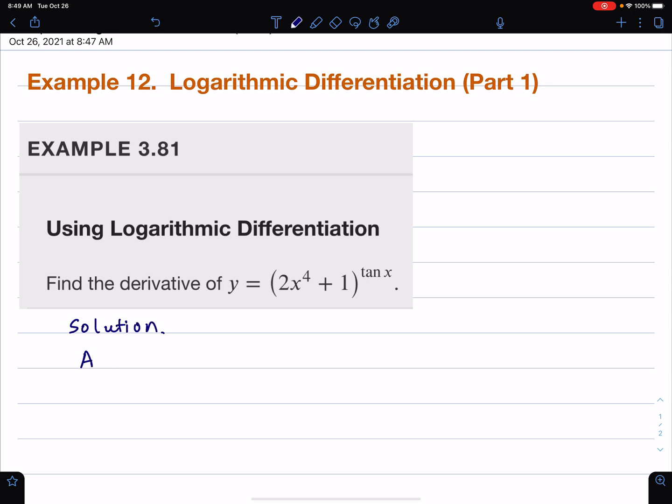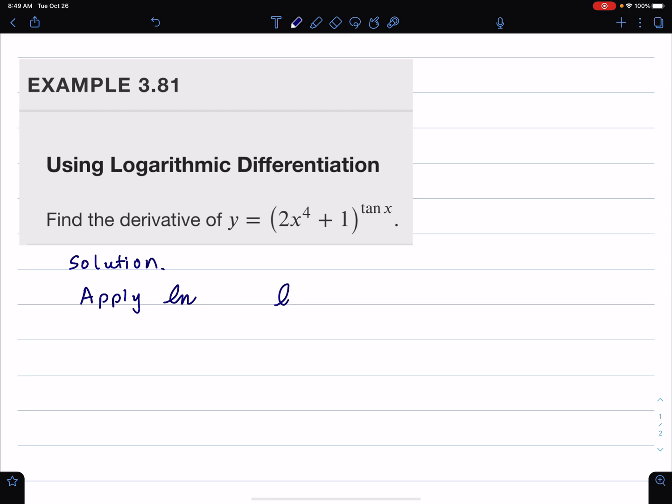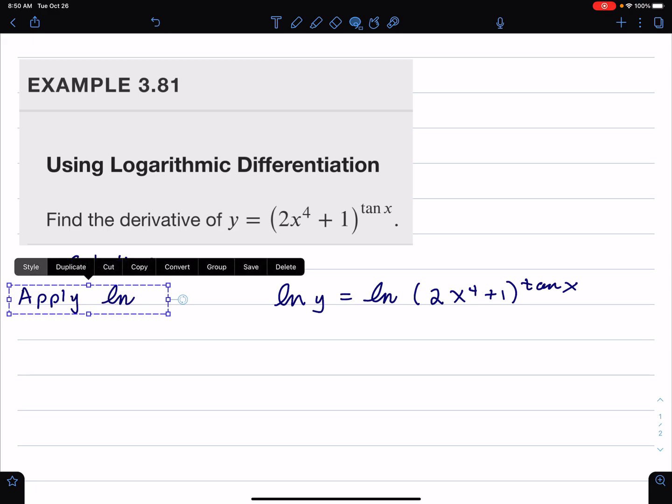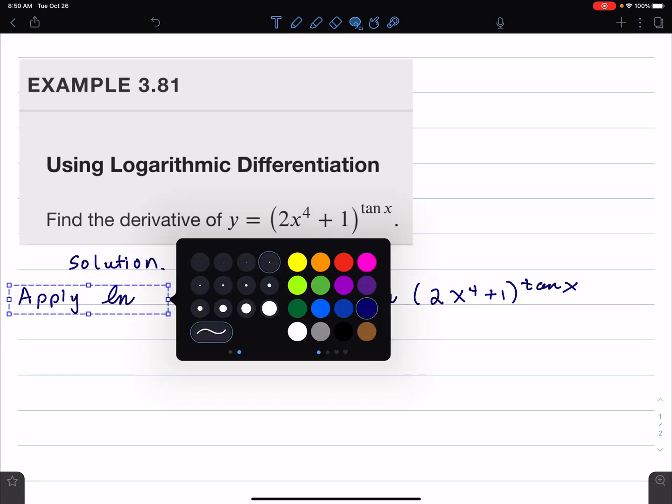What we do is we apply ln. So what I mean is apply the ln function. And so I'll do that, and I apply it to both sides. Okay, so I've applied logarithm to both sides, and then I expand this expression.